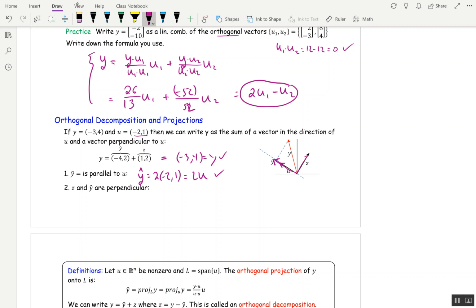Z is 1, 2, and I claim that y hat and z are perpendicular, and so the check for that would be z dot y hat. That's 1, 2 dot y hat, which is negative 4, 2. So yes, that is 0. So that's called an orthogonal projection.